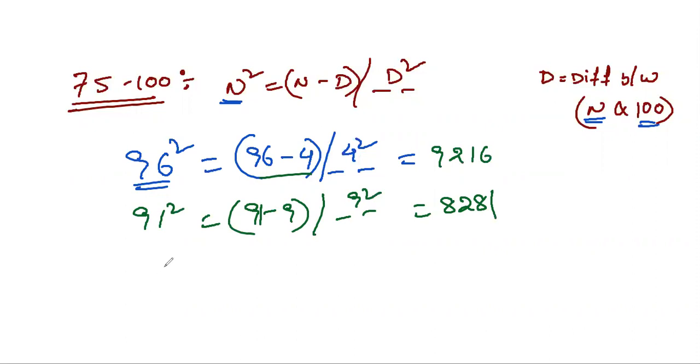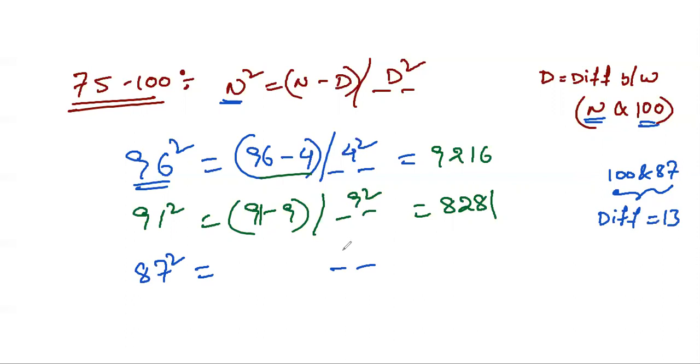Let me show you one more value. If anywhere you are having 87 square, what will you do? The difference from 100 is 13. Difference is equal to 13. 13 square you will write, that is 169.